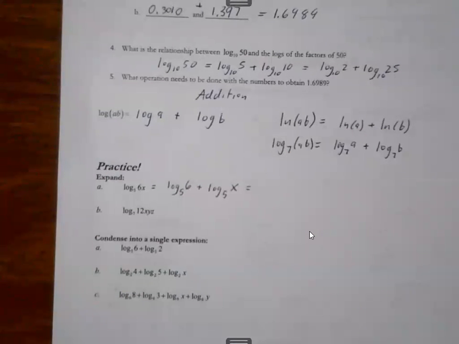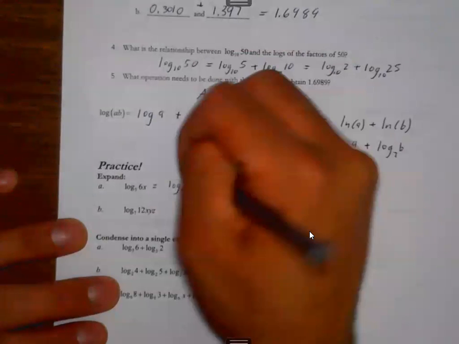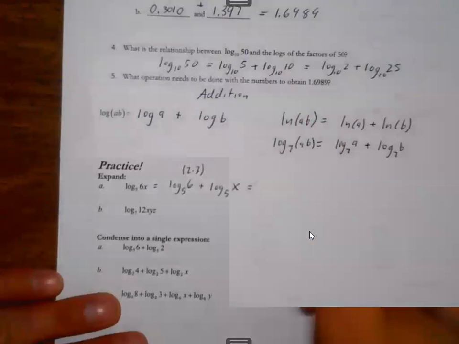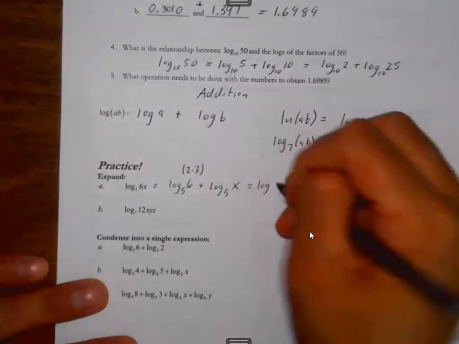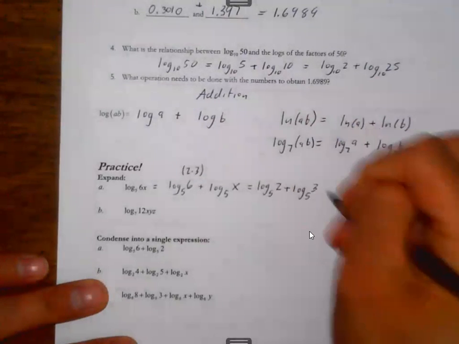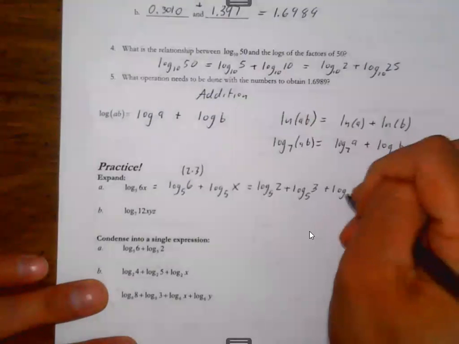Log of root of 3 base 5 and log of 2 base 5. Yes, sir. Yeah, because this right here is 2 times 3, so you could break that up even more. You can make the log of 6 base 5 as the log of 2 base 5 plus the log of 3 base 5 plus the log of x base 5.